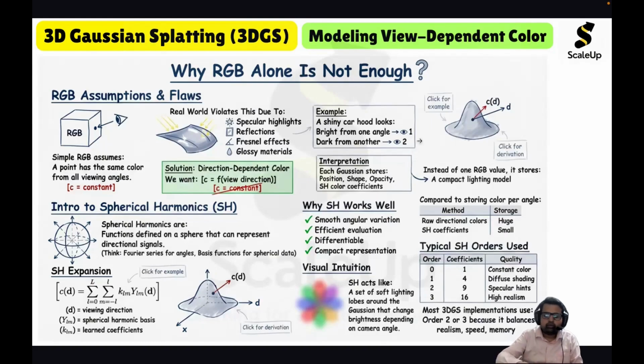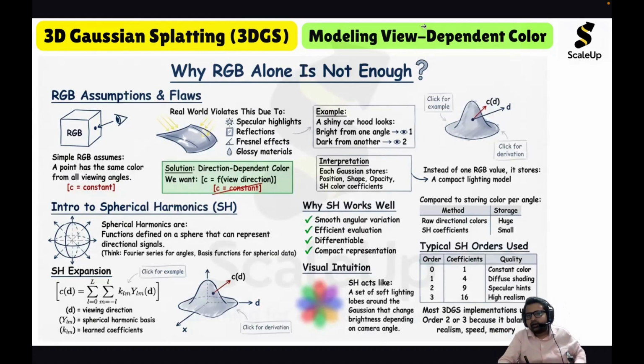Okay. Now we are discussing the color. We saw position, we saw the covariance, which determines the shape, size, and orientation. And we also saw the opacity, which determines the transparency of the 3D Gaussian. Now, one more very important parameter is the color.